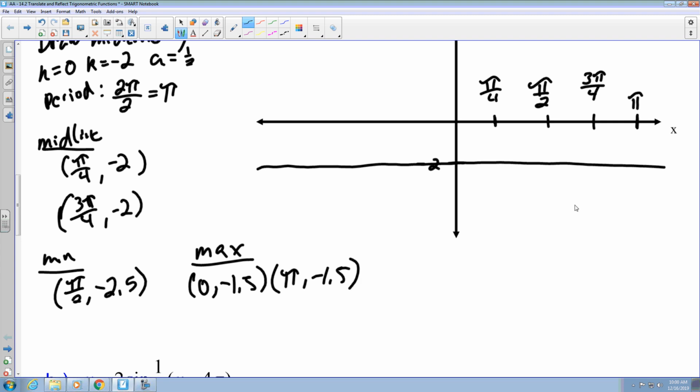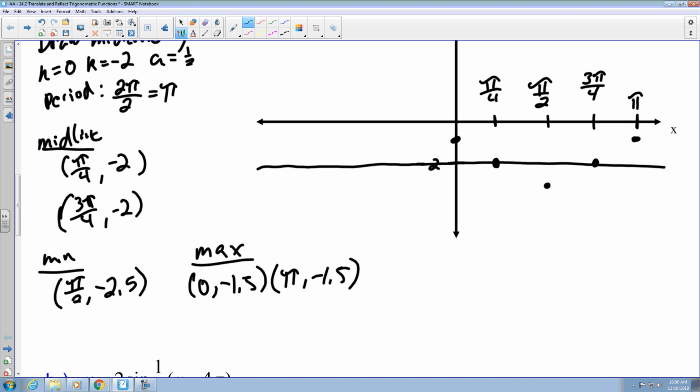So now we get to plot them. So I have pi over 4, -2, which is right there. I got 3 pi over 4, comma, -2, which is right there. My minimum is pi over 2, comma, -2.5, we'll say is right about there. And we got 0, comma, -1/2, we'll say is right about there. And then we got pi, comma, -1.5, so say it's right about there.